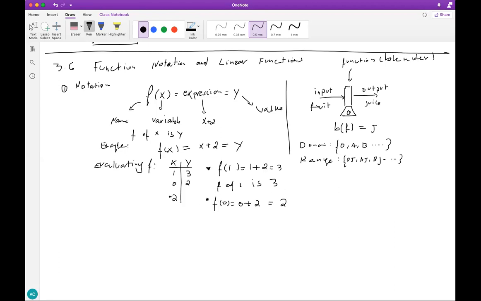The last value, the last x that needs to be evaluated is -2. So we're going to take the -2 and plug that into the function. We're going to replace both of these with -2. Instead of x, we're going to put -2 plus this 2. That will be 0. Okay, so that's the domain.